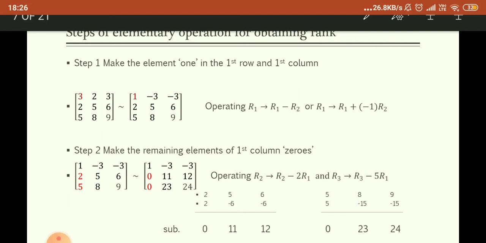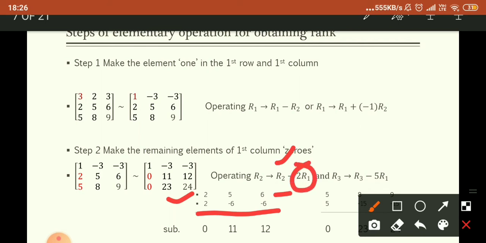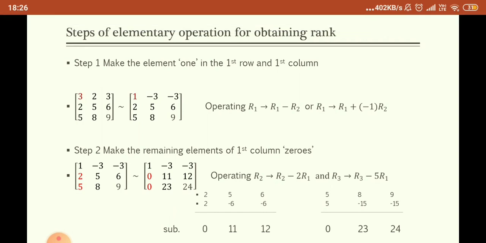So this has been done here for your convenience. You can also do it for your rough work, writing this: 2, 5, 6 is the second row, written here, and below this is the multiple of the first row, 2 multiplied by the first row, and then subtracting gives us the new second row. Similarly, this has been done here, writing the third row minus 5 into the first row. This will give us the 2 new rows, second and third, which give us 2 zeros below 1.